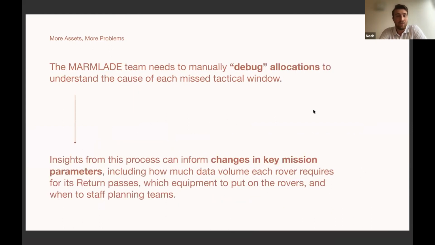So the MARMLADE team actually needs to manually debug these allocations and diagnose those 3 causes that I just listed, and really understand why the asset missed a tactical window. And insights from this process can be really valuable in informing changes in key mission parameters. This can include things such as how much data volume each rover requires for its return passes, which equipment we actually put on the rover, and even when to staff planning teams on Earth.